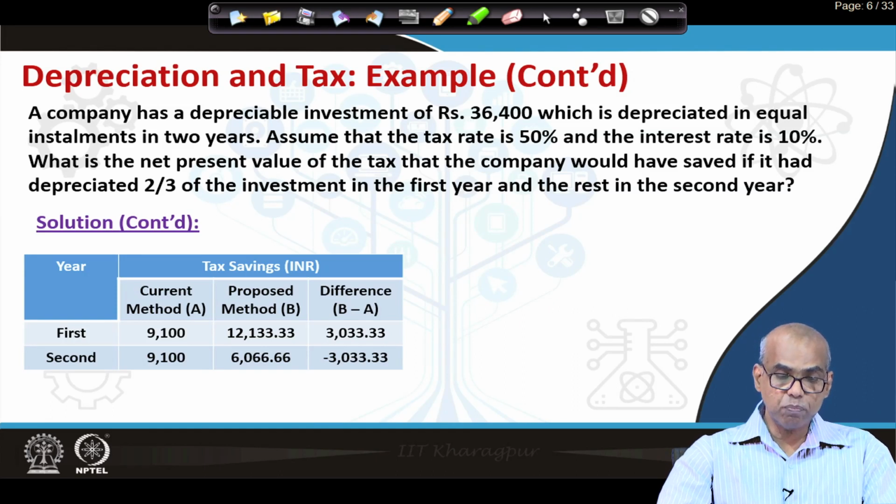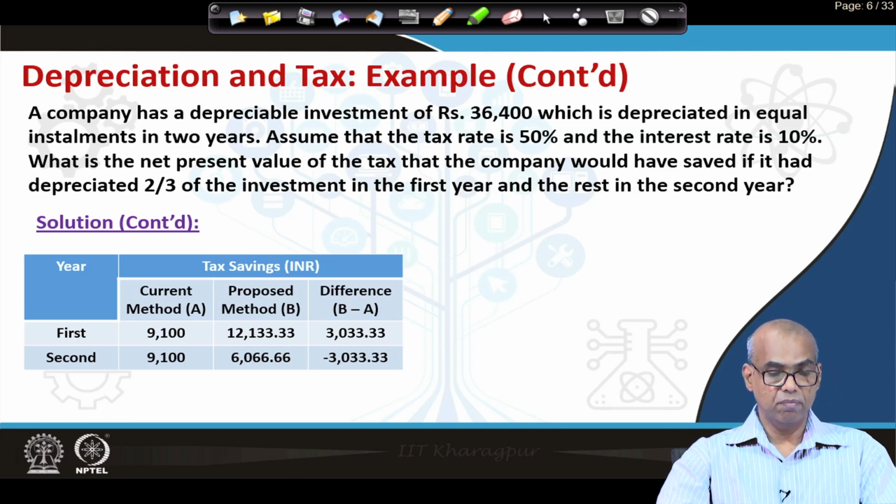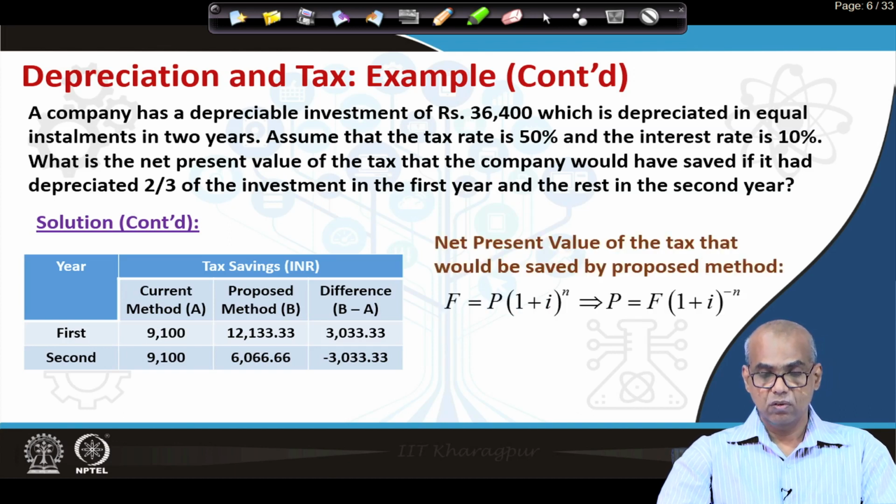So, what is the difference between the proposed method and the current method? In the first year, you have savings of 3,033.33, but in the second year, you have a negative value, minus 3033.33. So, you have to find out the net present value of these two numbers. That can be found out as F equal to P into (1 plus i) to the power n. So, P equal to F into (1 plus i) to the power minus n.